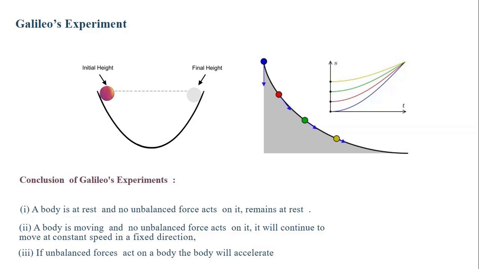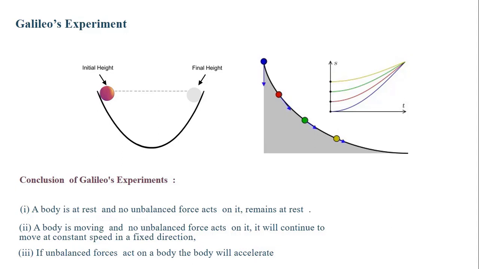That is explained in the second conclusion, that when a body is moving and no unbalanced force is acting on it. So here, after reaching the bottom point, no unbalanced force will be acting on that particle. Therefore, the particle will move with uniform velocity. No acceleration will be there as the surface is frictionless. So we can say that when the body moves with uniform velocity, no unbalanced force is acting on it, as we are assuming that the surface is frictionless.